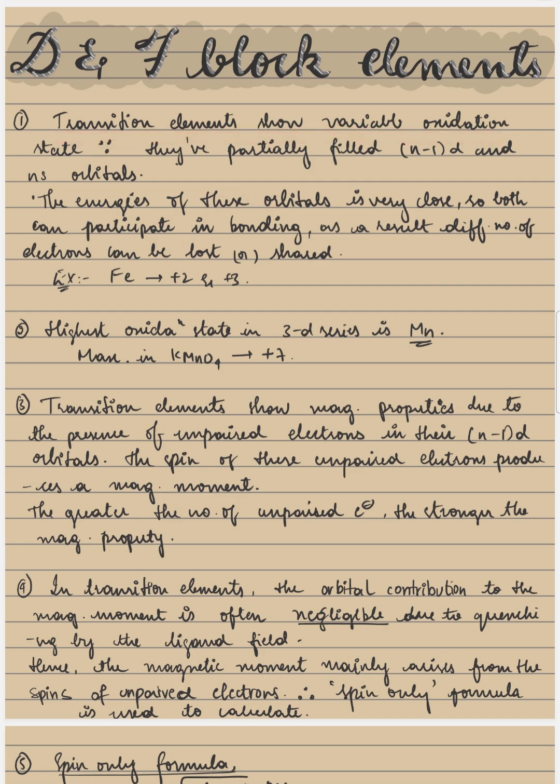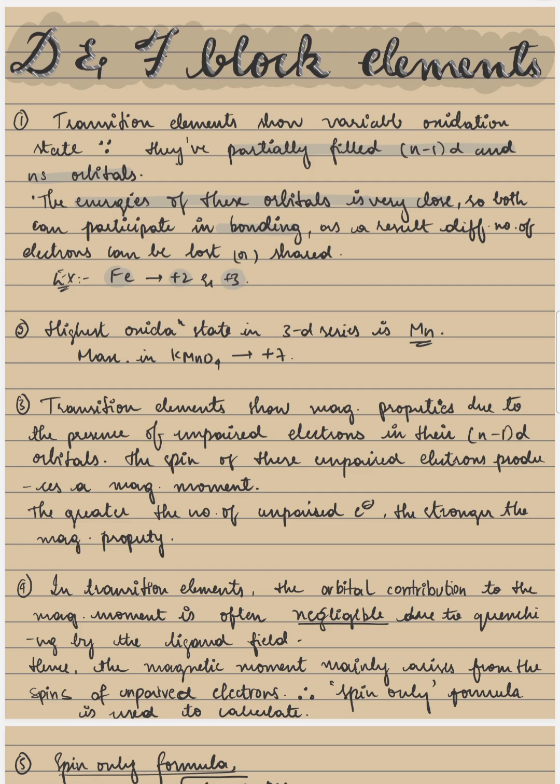Why do transition elements show variable oxidation state? Because they have partially filled n minus 1 d and ns orbitals, and the energies of these orbitals are very close and very similar, so both can participate in bonding. As a result, a different number of electrons can be lost. For example, iron has +2 and +3.